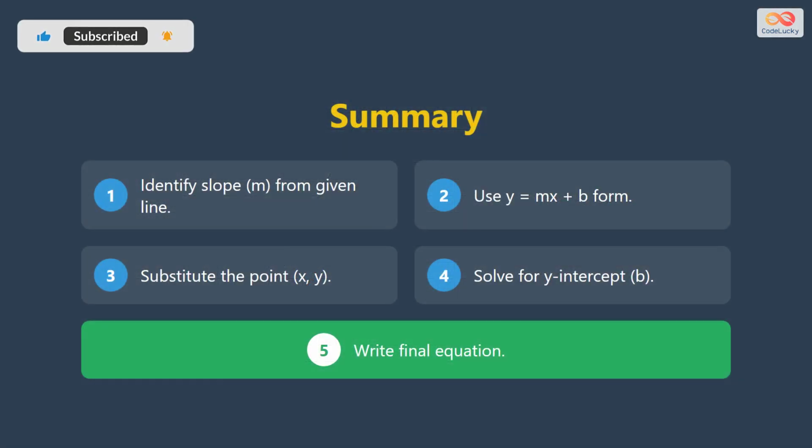To summarize the process, first, identify the slope from the given line. Second, set up your equation with that slope. Third, substitute the given x and y values from the point. Fourth, solve for the new y-intercept, b, and finally, write your complete equation.